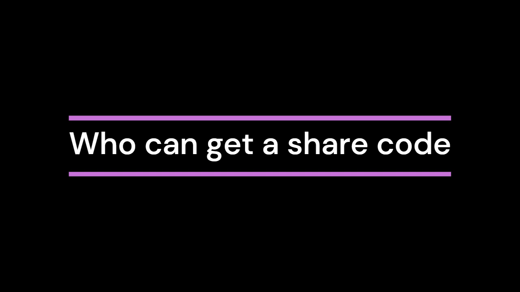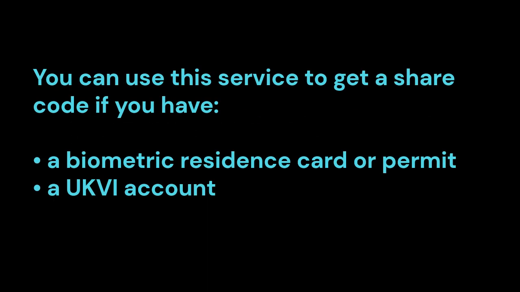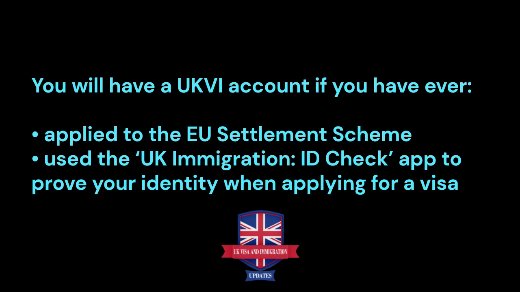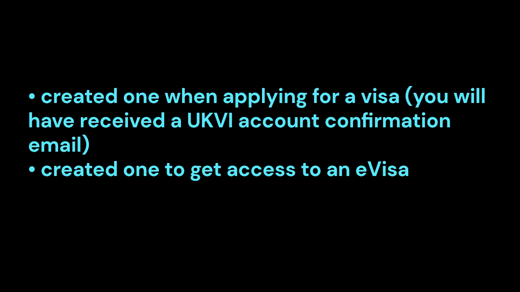Who can get a share code? You can use this service to get a share code if you have a biometric residence card or permit, or a UKVI account. You will have a UKVI account if you have ever applied to the EU Settlement Scheme, used the UK Immigration ID Check app to prove your identity when applying for a visa, or created one when applying for a visa. You will have received a UKVI account confirmation email, or created one to get access to an eVisa.